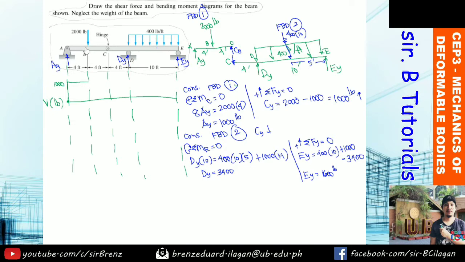What force is available at point B? So it says there that you have a 2,000 pound which is acting downward. So coming from 1,000, what will happen here is we will subtract 2,000. So 1,000 minus 2,000 will be equals to negative 1,000. Negative 1,000 pound. Okay? And the next, dire-diretso ka lang dito.